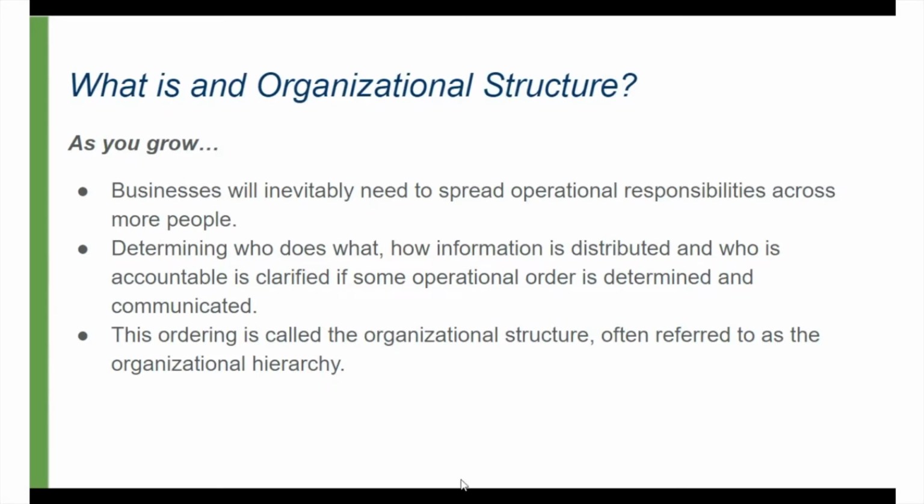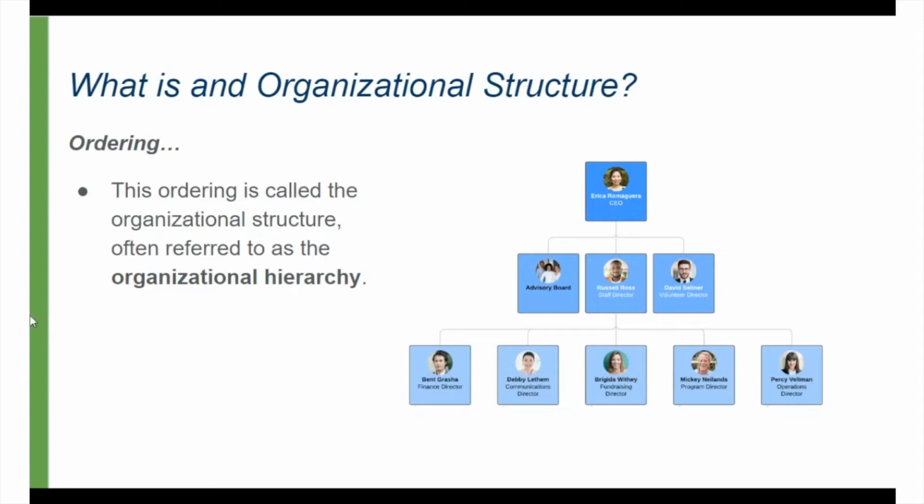So here is a typical organizational structure. Here we have a small organization that has the boss, the CEO. We have an advisory board, which is just a bunch of people. We have a person, Russell, and another person, David. What does Russell do? Russell is a staff director. In other words, he's responsible for staff. What does David do? He's a director for volunteers, so he organizes the volunteers.